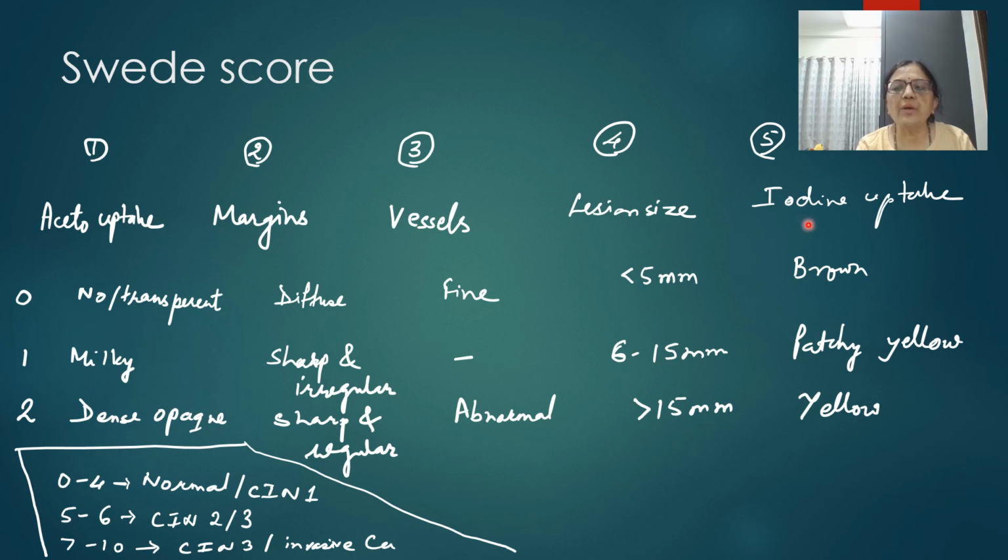And we have to see for iodine uptake. Brown 0 score, patchy yellow 1. If completely it shows yellow, then the score of 2. So this is how we have to score the abnormal. By the Swedish score, we have to do the scoring of colposcopy. Score of 0 to 4 suggests normal or CIN1. 5 to 6 is CIN2 or 3, whereas 7 to 10 indicates either CIN3 or invasive carcinoma. You need to memorize these 5 main features which we use, and how the scoring is done as 0, 1, 2. Maximum score is 10, minimum is 0.